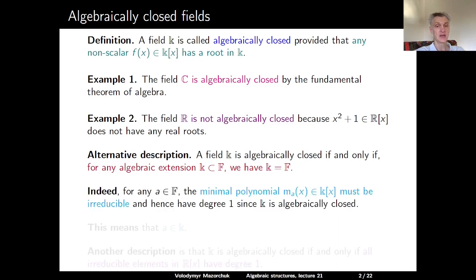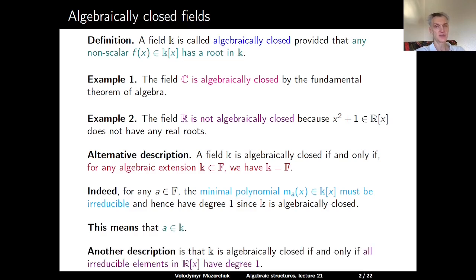Indeed, if we have such an algebraic extension and A is an element of the bigger field F, then the minimal polynomial of this element over the field K must be irreducible, as we know, and hence it should have degree 1 since K is algebraically closed. And this means that A should be an element of K.